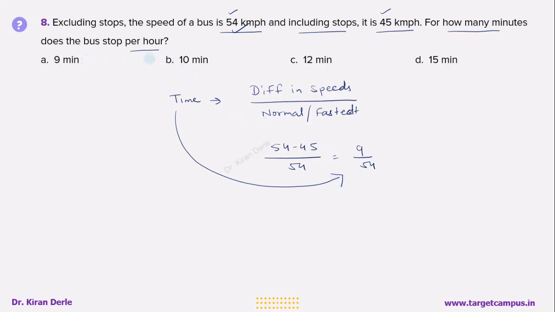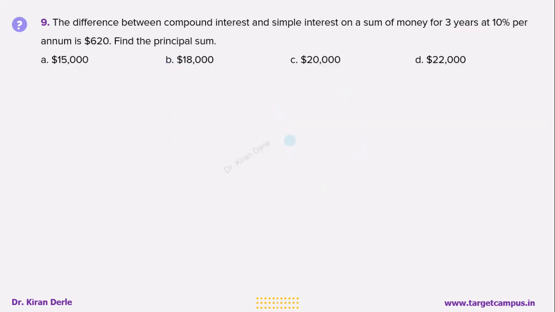Now the options are in minutes, and we have kilometers per hour, so this time is in hours. So we'll multiply it with 60 to get the time in minutes. 9 by 54 times 60 is 10 minutes. That's it. I hope you understood this, right? Simple formula. I hope you are writing it down. I hope you are taking notes of what is going on here.